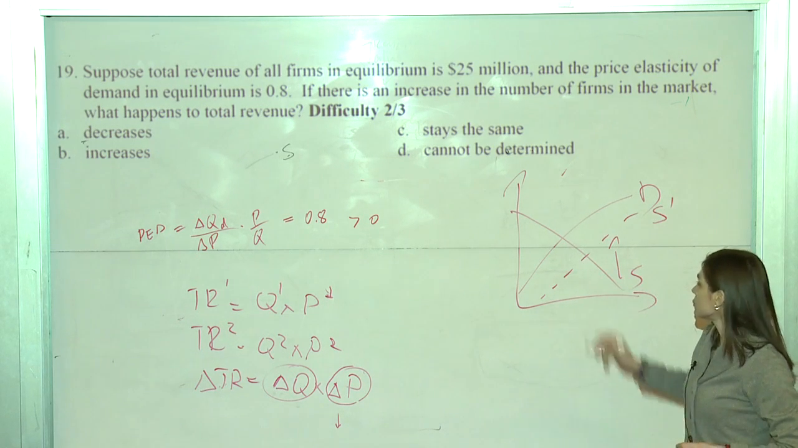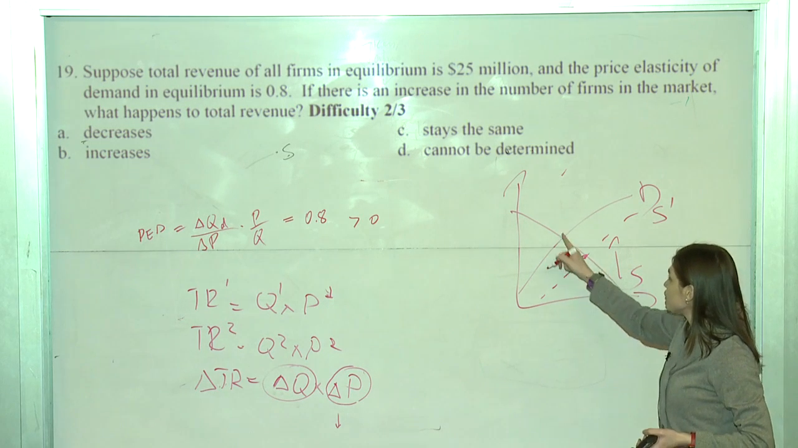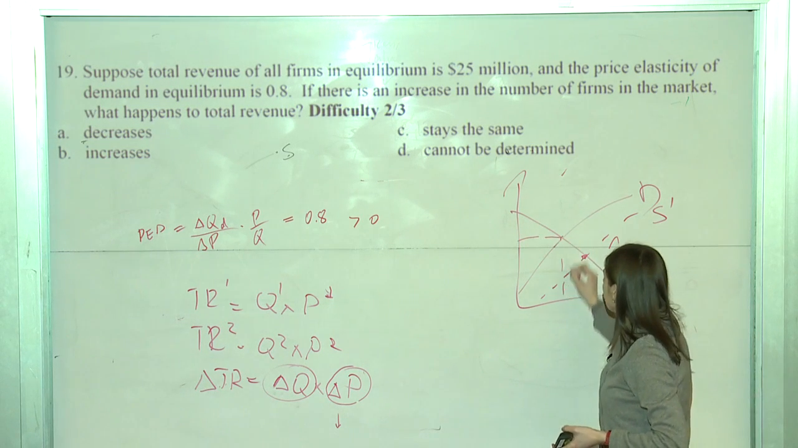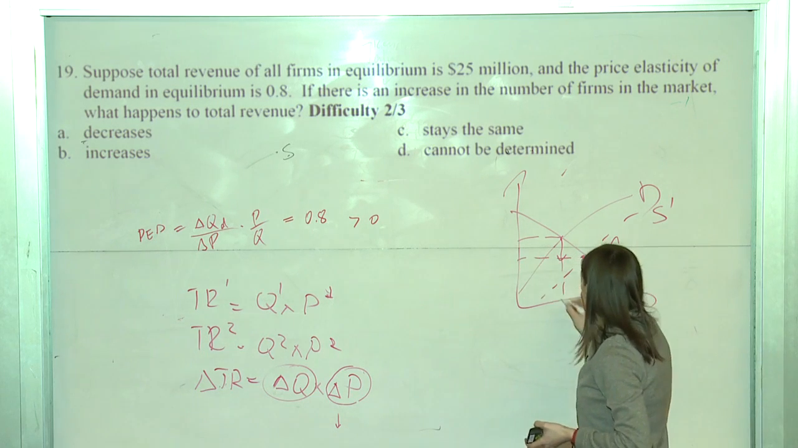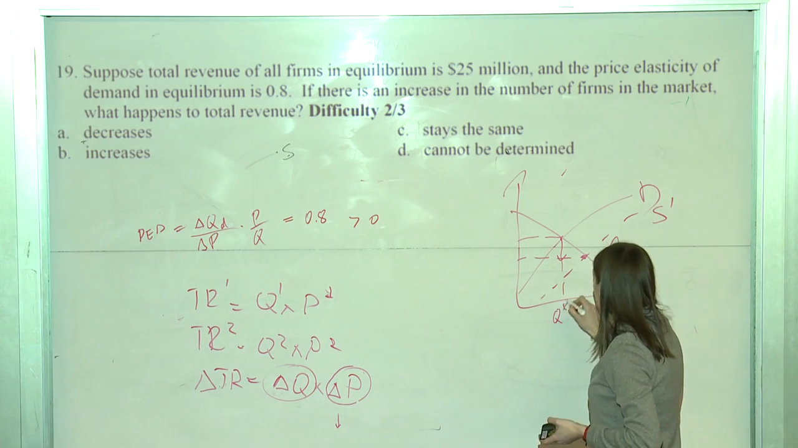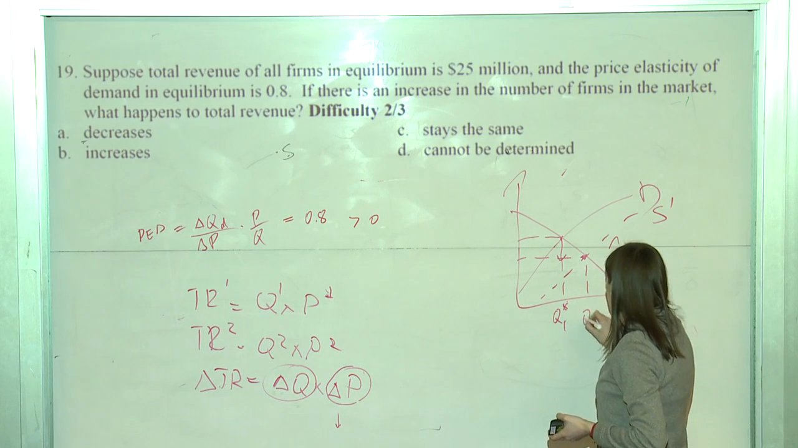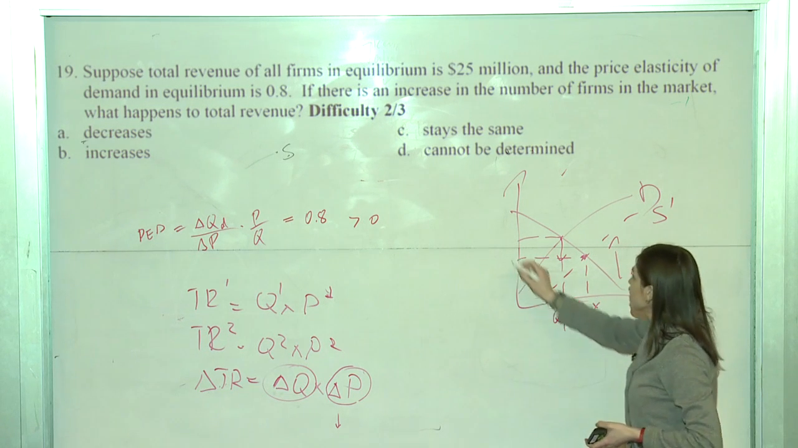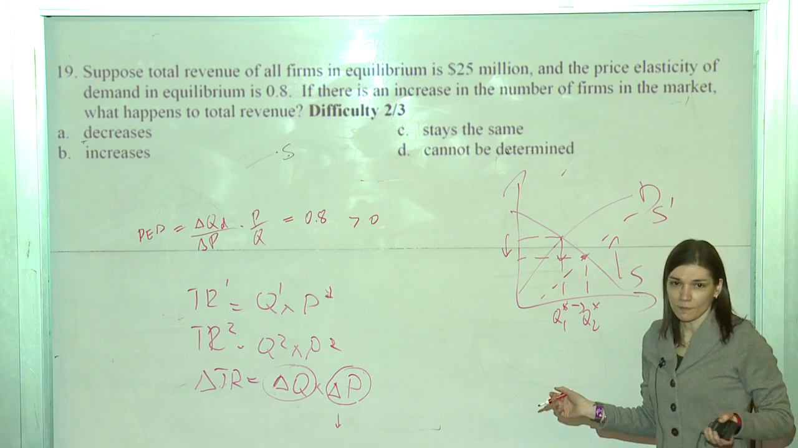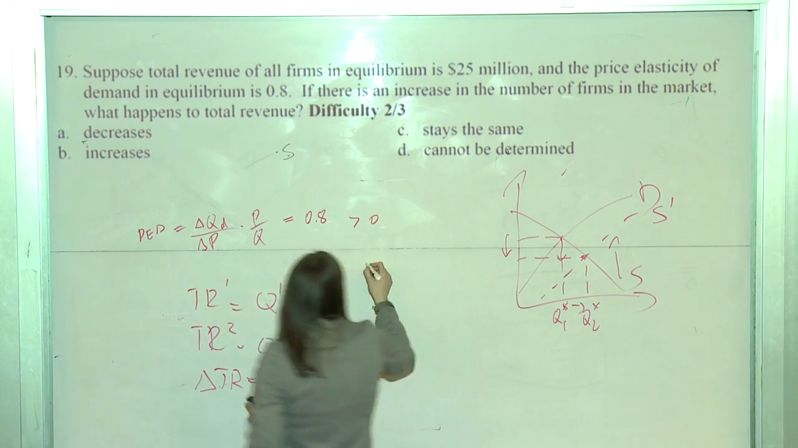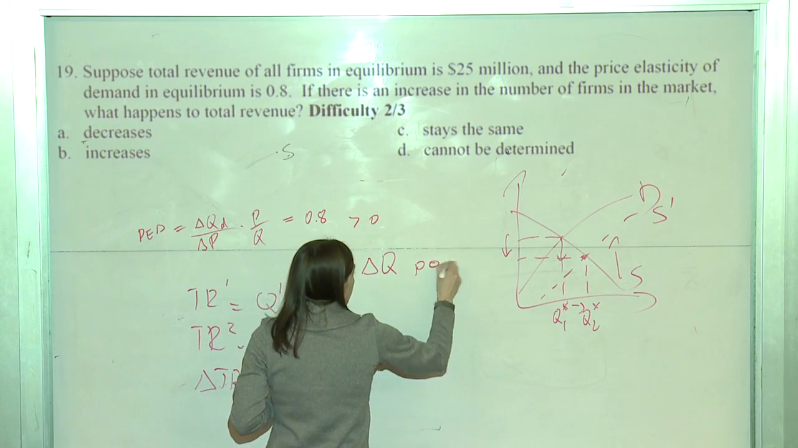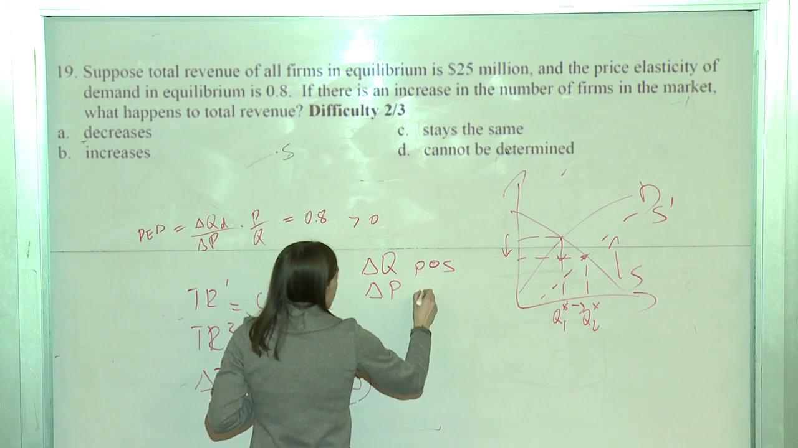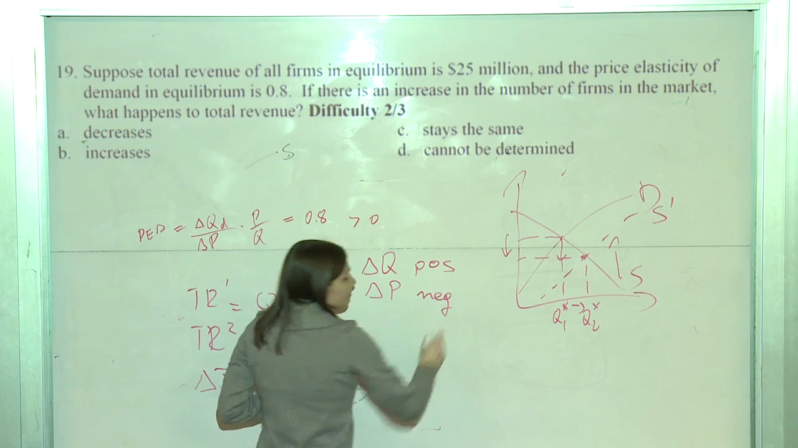What's the consequence that we get from this? First of all, compared to the equilibrium, the price has gone down, right? The new price is lower. Quantity in equilibrium 1, quantity in equilibrium 2. So quantity goes up, price goes down. Okay? So these are the two effects. So the change in quantity is positive, and the change in price is negative.